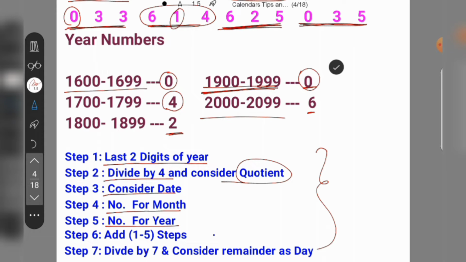Then we have to add all the values from the steps. After adding, divide the value by 7, and whatever remainder you get will be the day. Whatever question they have asked, which day is so and so date, the remainder will give the answer for that particular day.